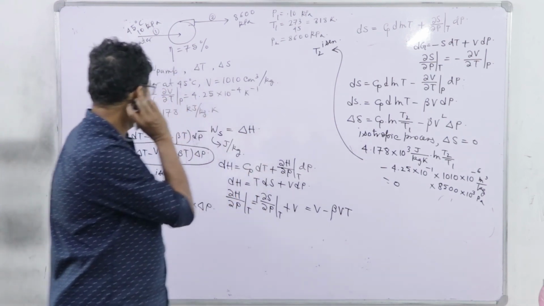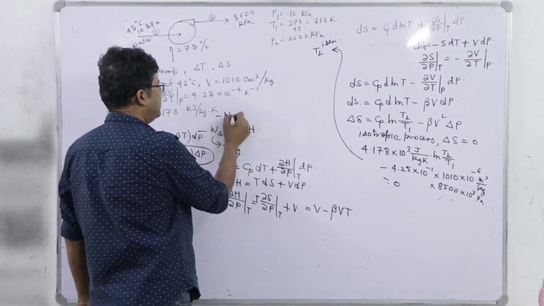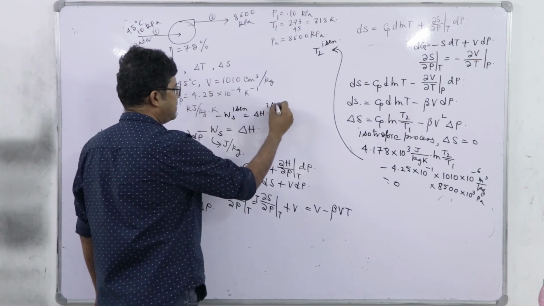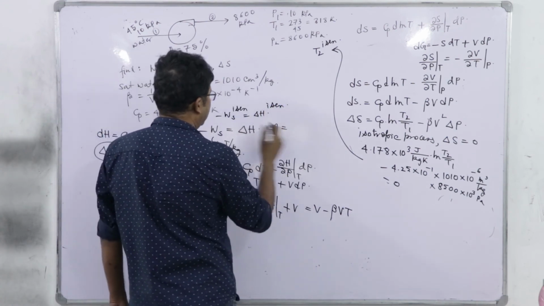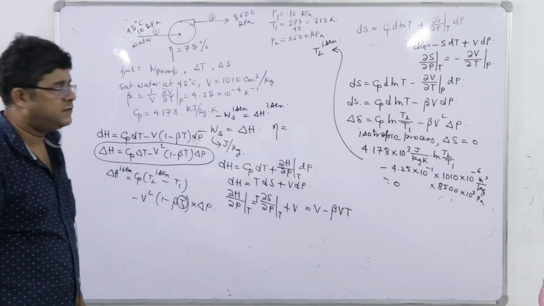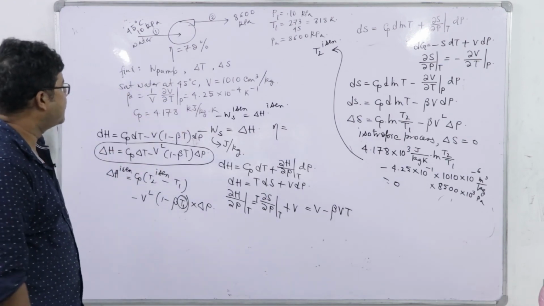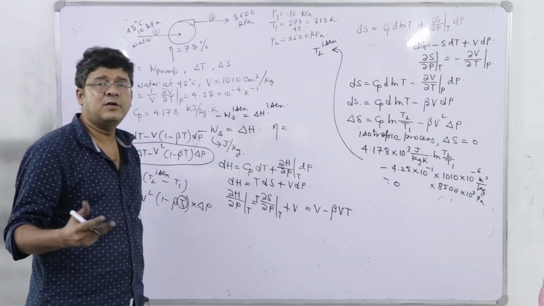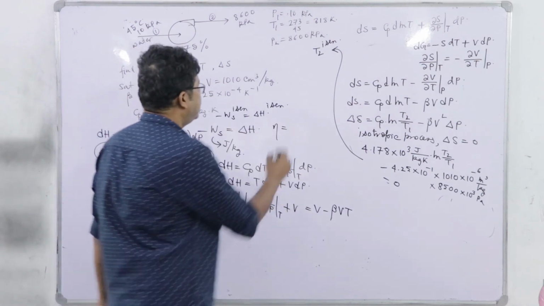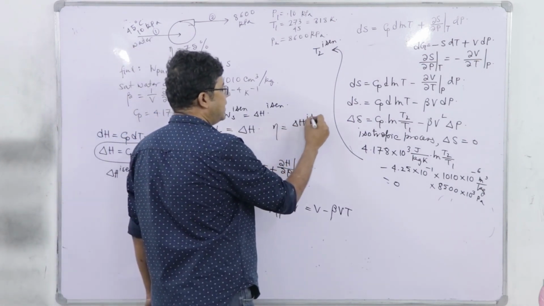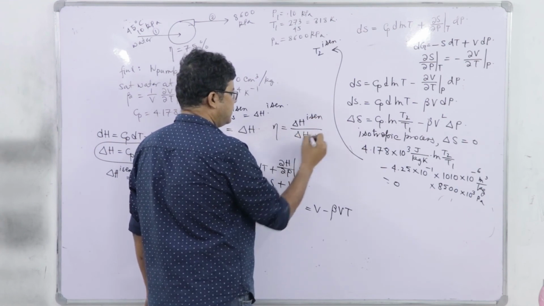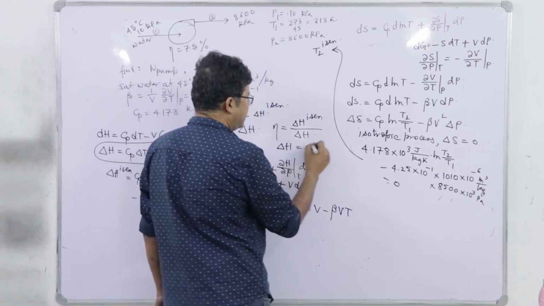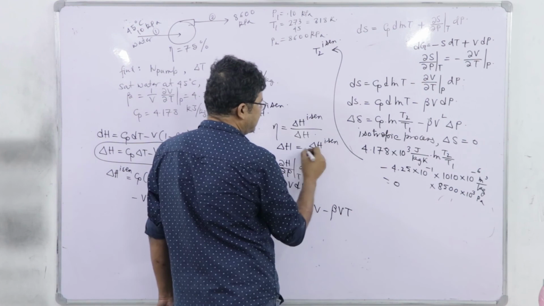Now minus Ws is equal to delta H, and minus Ws isentropic is equal to delta H isentropic, right. So see, it's a work consuming process, so this delta H isentropic will always be lower than delta H. So eta is equal to delta H isentropic divided by delta H. So we have solved for delta H isentropic. So delta H is delta H isentropic by eta.